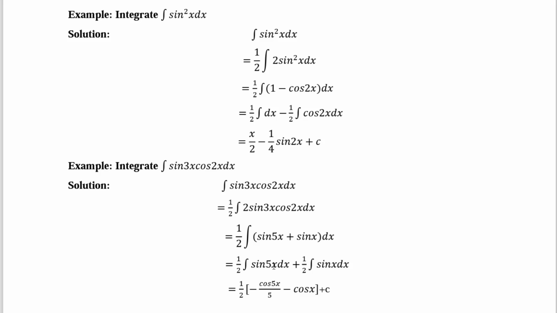And integration of sine 5x gives us minus cos 5x divided by 5. Here you need to remember that whenever in the angle part within any trigonometric function we have something as a coefficient with the x, we have to write it after integrating in the denominator. Here it is 5, and in this case it is 1. And integration of sine x gives us minus cos x, and we had 1 by 2 in both the parts, so we wrote it in the front, and at last we have to write plus c.